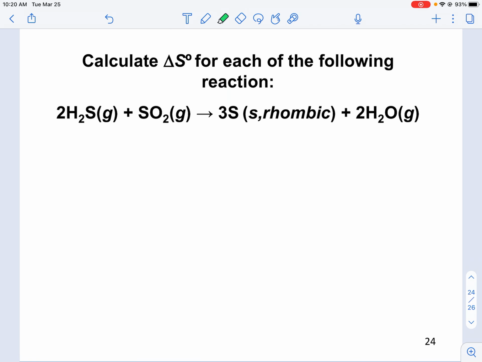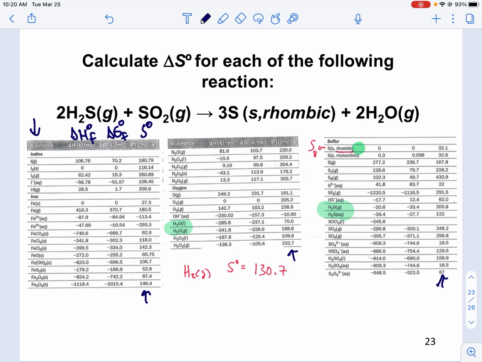All right, here we're going to set this up. I'll just grab those numbers from the table. So here are my values of the entropies. For hydrogen sulfide, it was 205.8. Sulfur dioxide was 248.2. Sulfur was 32.1. And this was 188.8. And these are joules per mole Kelvin.